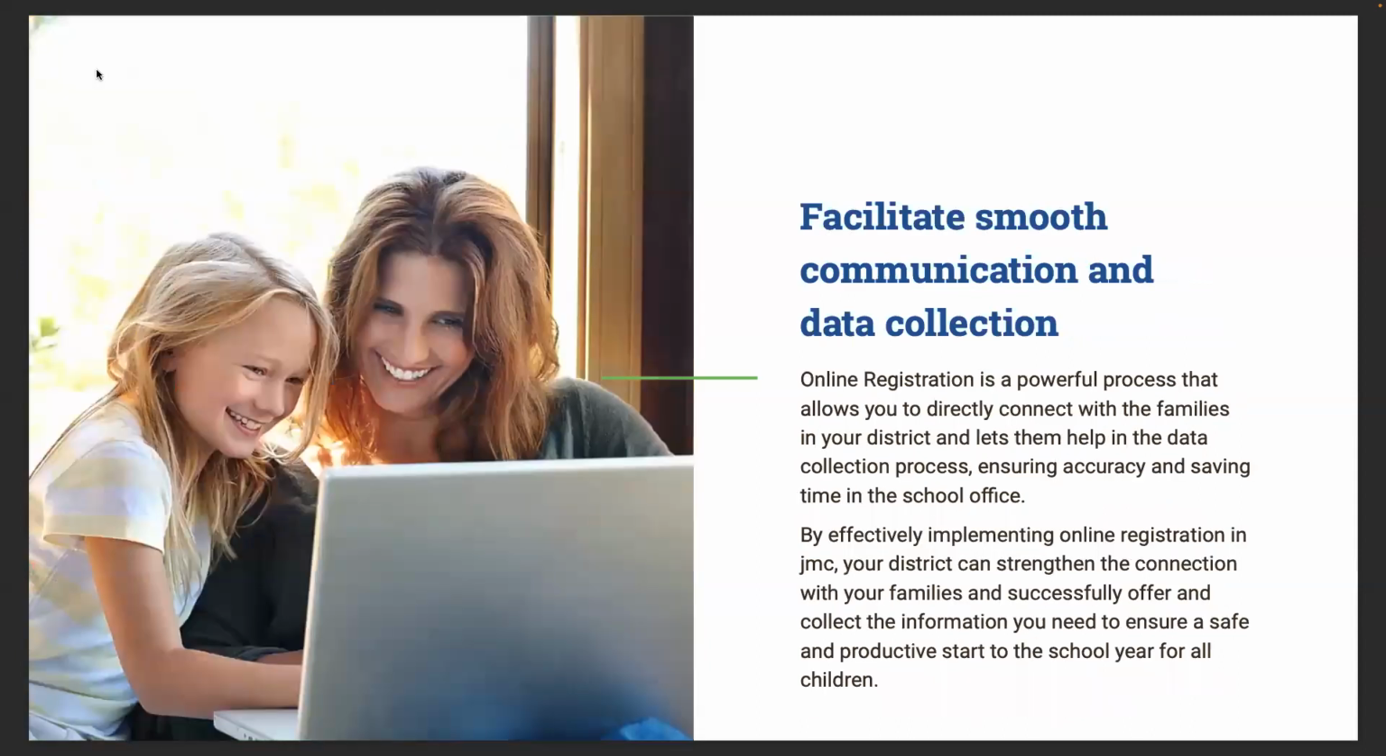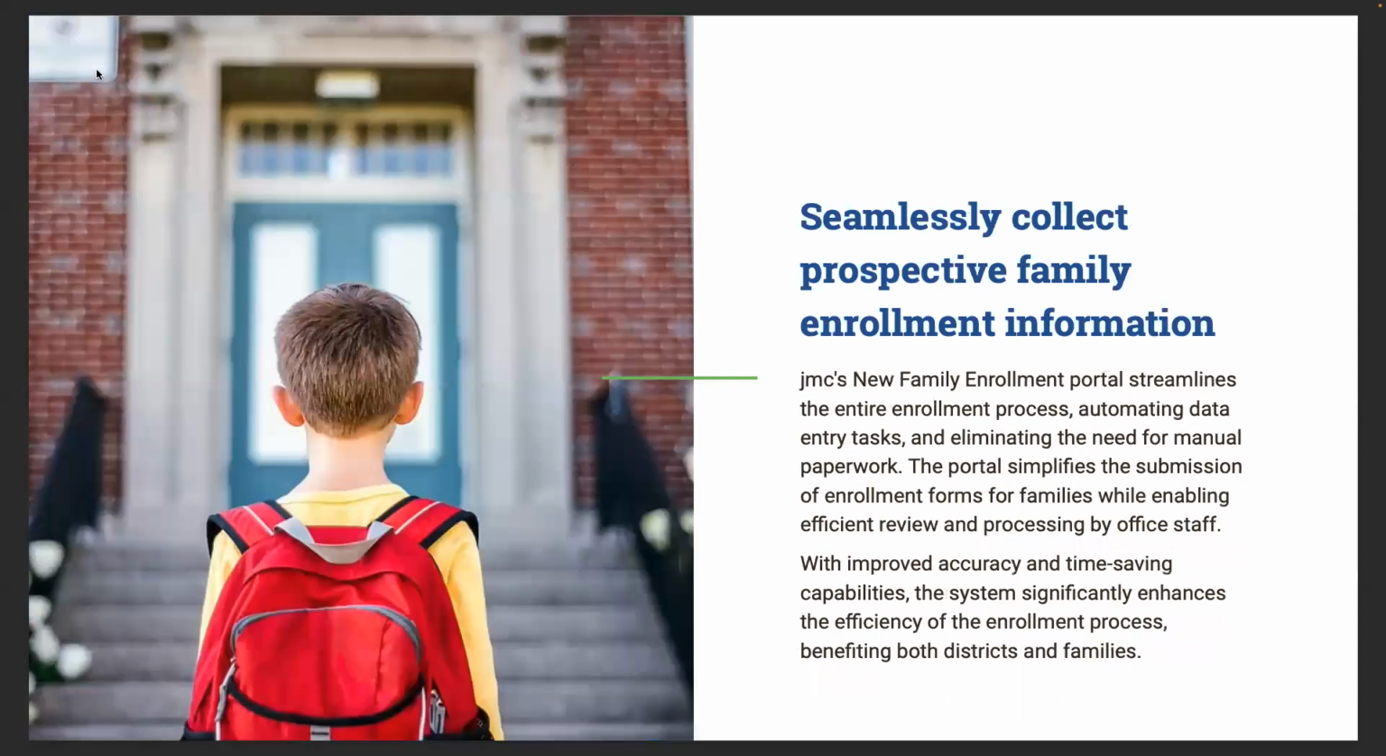Online registration is a powerful process that allows you to directly connect with the families in your district and lets them help in the data collection process, ensuring accuracy and saving time in the school office. By effectively implementing online registration in JMC, your district can strengthen the connection with your families and successfully offer and collect the information you need to ensure a safe and productive start to the school year for all children.